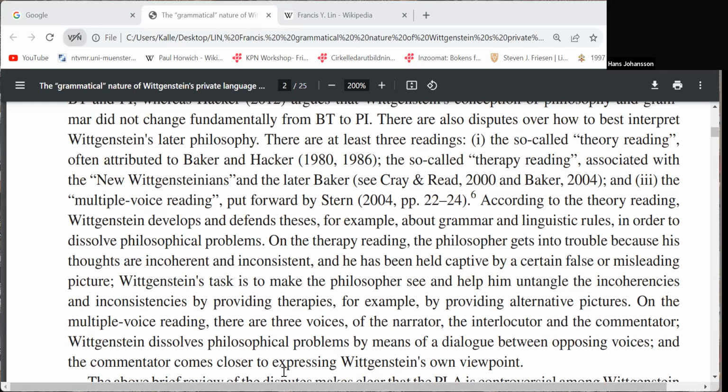On the multiple voice reading, there are three voices: the narrator, the interlocutor, and the commentator. Wittgenstein dissolves philosophical problems by means of a dialogue between opposing voices, and the commentator comes closer to expressing Wittgenstein's own viewpoint.